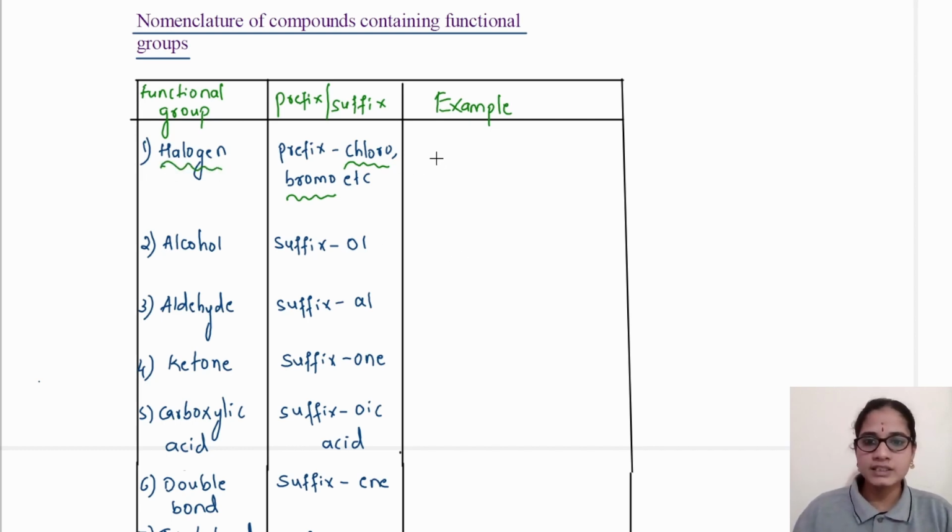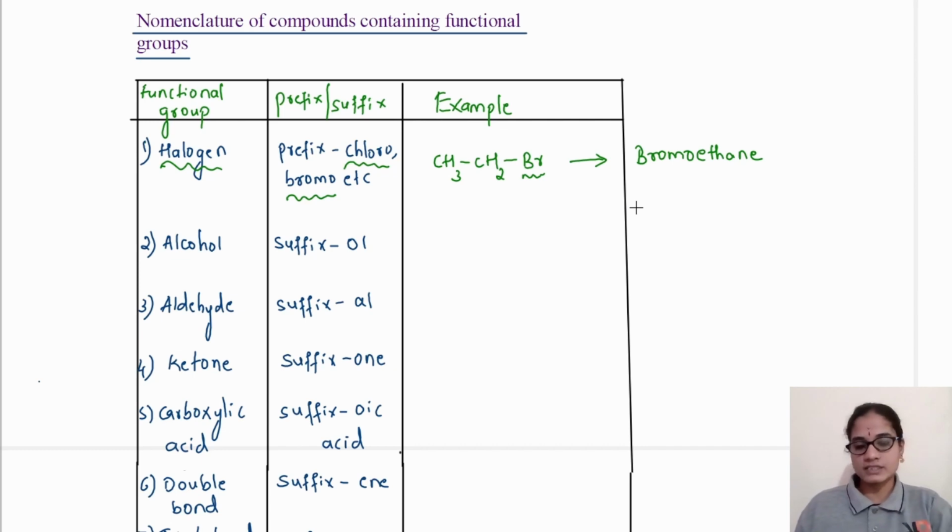Remember, for example, if this is a compound having bromine as the functional group here, we will indicate the name of this compound by writing the prefix here. Yes, bromoethane. Why have we given bromoethane here? Because bromo is the functional group, that is the prefix, and ethane means it consists of two carbon atoms and there are no double bonds here. So the name of the compound is bromoethane, in this way.